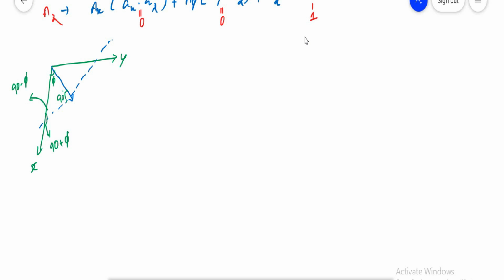So this is an angle of 90 degrees. So this is an angle of again 90 degrees. So this becomes your 90 minus phi. This angle becomes 90 minus phi. This becomes your phi, and according to the symmetry, this angle also becomes phi. So this is your phi, and this is your 90 minus phi.